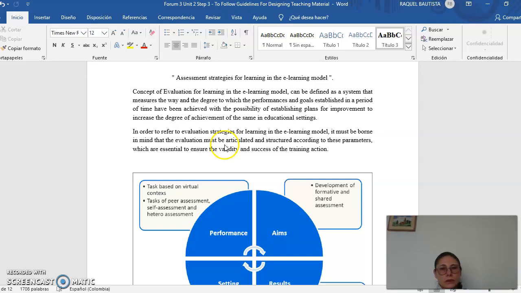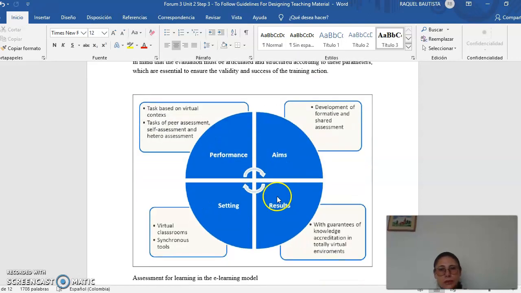In order to refer to evaluation strategies for learning in the e-learning model, it must be borne in mind that evaluations must be articulated and structured according to these parameters, which are essential to ensure the validity and success of the training action. Those are, according to the graphic information: performance, aims, results, and settings.